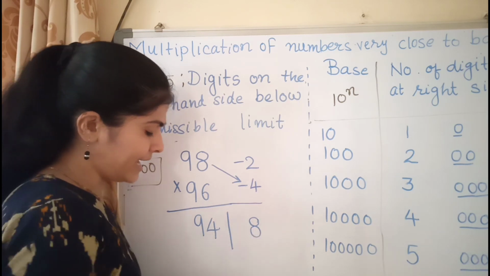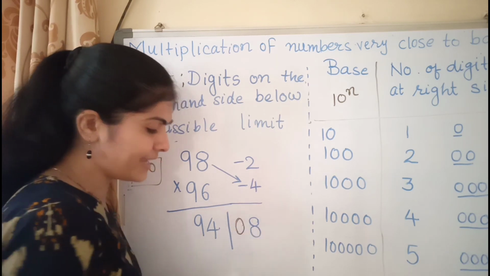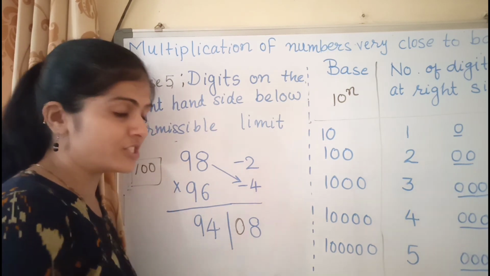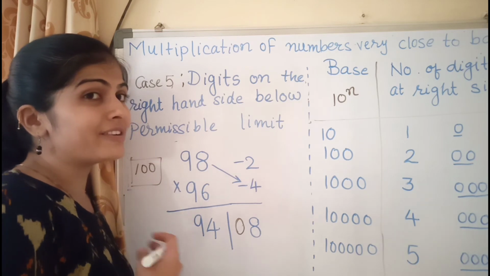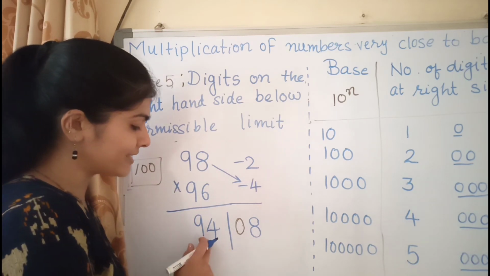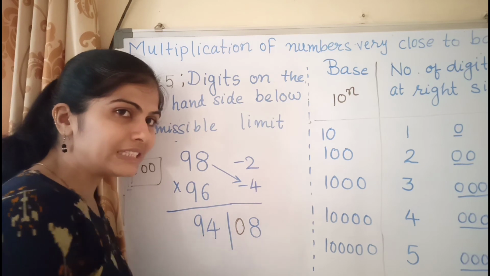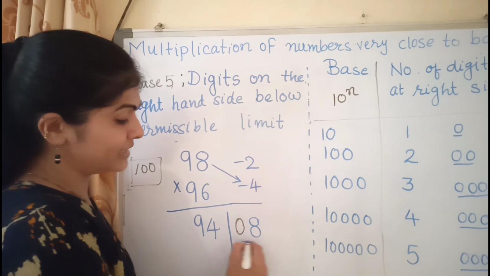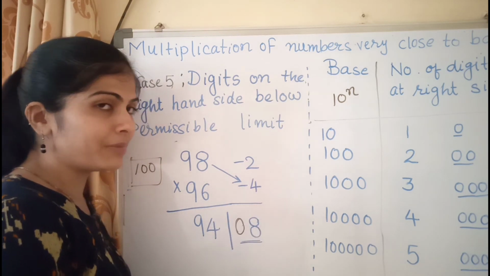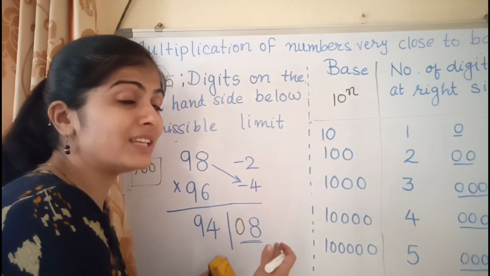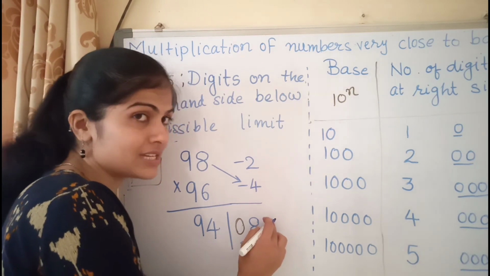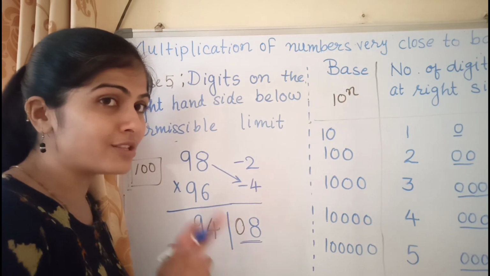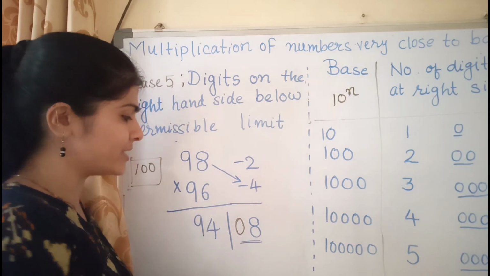What we should do? We should just add a 0 in it. If I add a 0, then it will become 2 digits and the meaning of this 8 won't change. But yes, there would be a drastic change in the answer. So actually correct answer is 9408, which is the correct answer. So here you can see that the digits on the right hand side are below permissible limit, then we should add a 0 on the left hand side. You can't add 0 after this. It becomes 80 and the meaning of the number would be completely different. So friends, don't do that. Keep such things in mind.